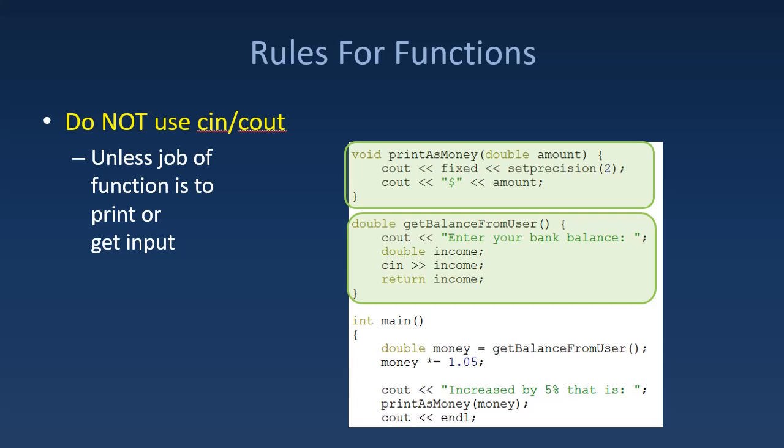The exception to this rule is if a function's job is to print things out, like print as money, great. It can be a void function that just prints stuff out. That is its job. If we have a function that's designed to get an input from the user, maybe by printing out a special prompt, getting the input, maybe it's more complex and it's going to make sure that the input actually looks like the right kind of data. Well, wonderful, we can write that as a function, get balance from user. It returns a double. Its job is to go read from the console and give me back the answer so I can use it in my code. Those are the kinds of functions that should be using the console.